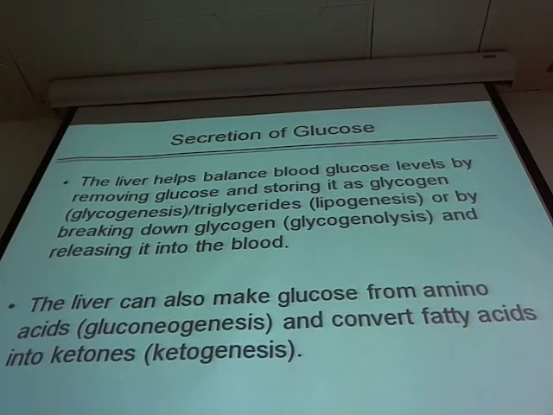Secretion of glucose. Glucose is stored in the liver as glycogen. What's the difference between the glycogen stored in the liver and the glycogen stored in the muscles? They're both for reserve. The glycogen in the muscles does not come out of the muscles. It can only be used by that muscle.